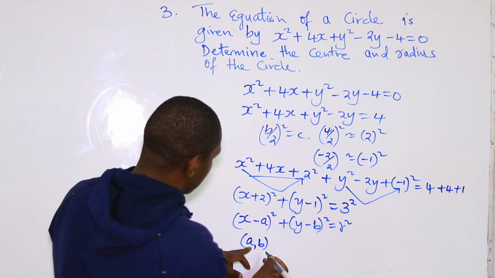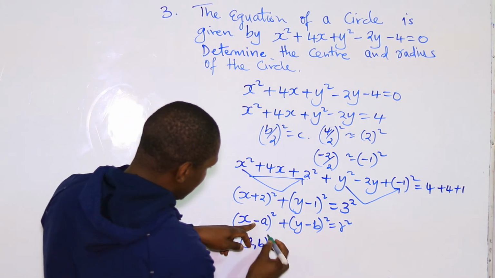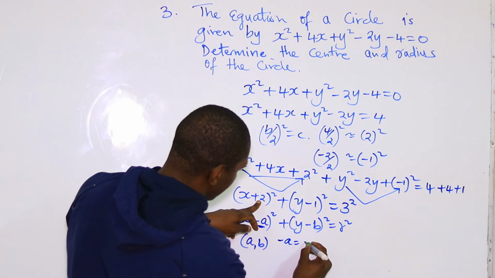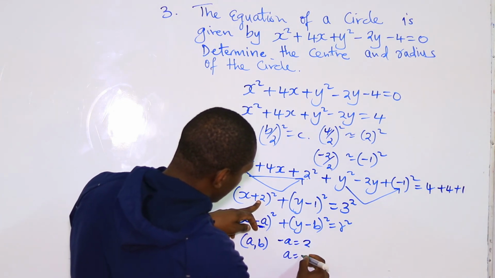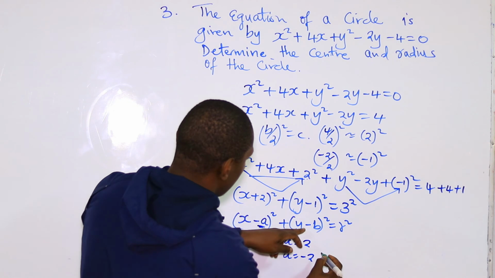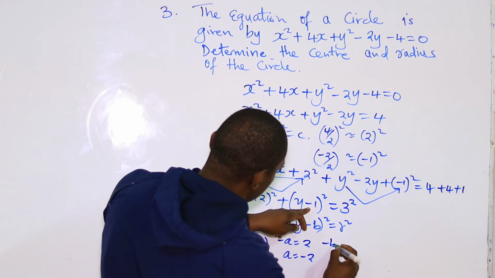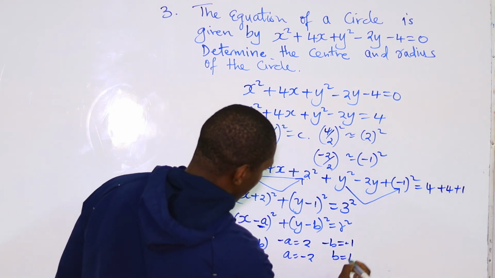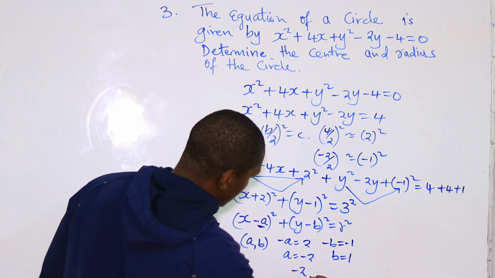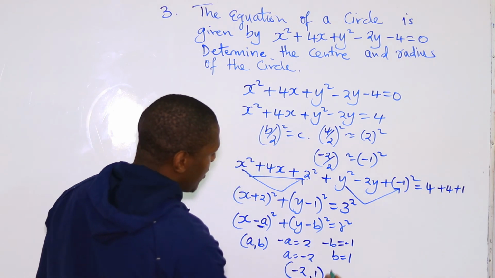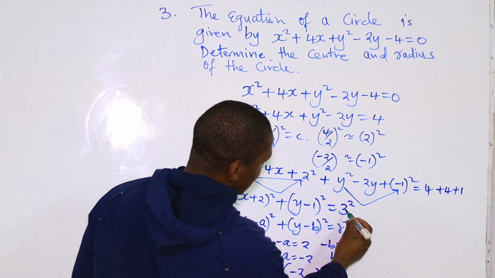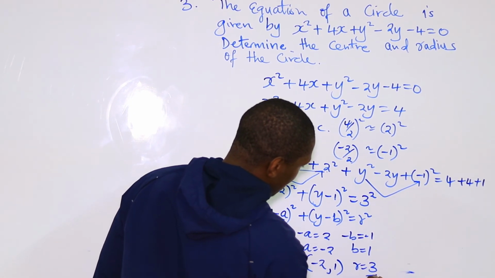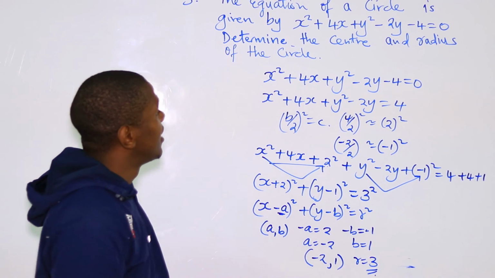To get the center, negative a, this term here, negative a is the same as 2, so our a is equal to negative 2. Negative b here is the same as negative 1, so our b is equal to 1. So our center is (-2, 1). And our radius, r squared, is equal to 3 squared, so our radius is equal to 3.